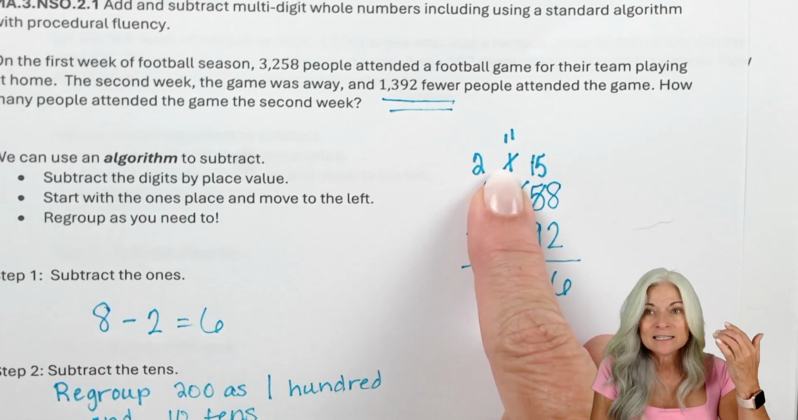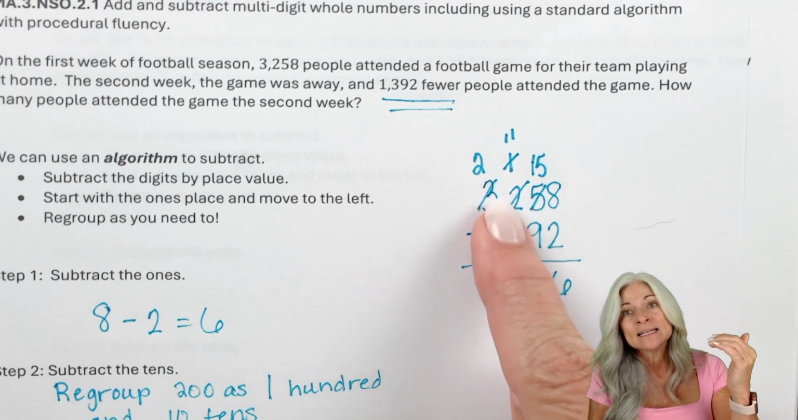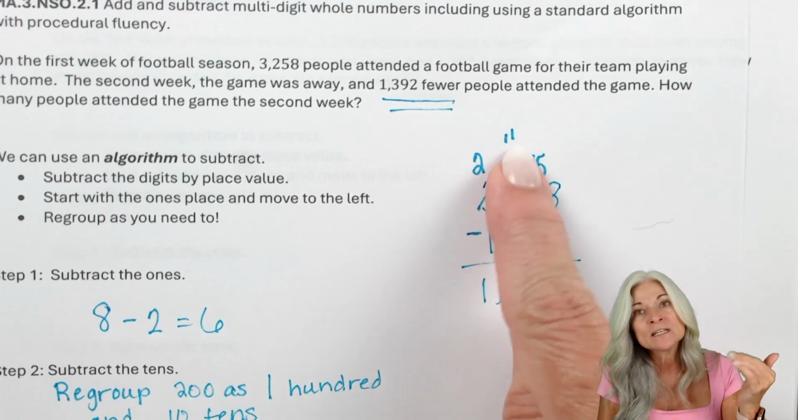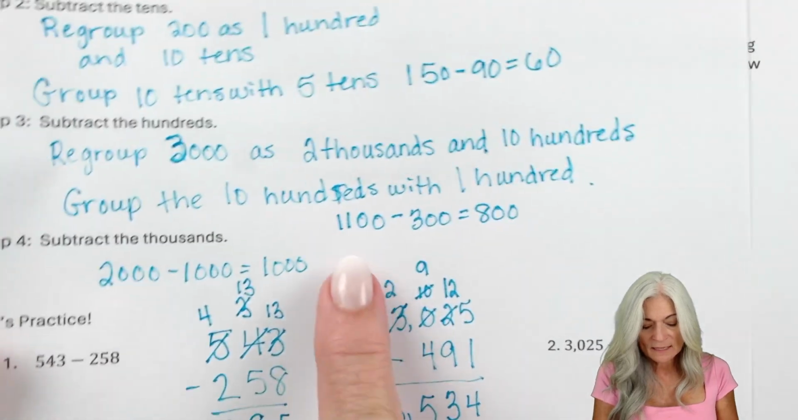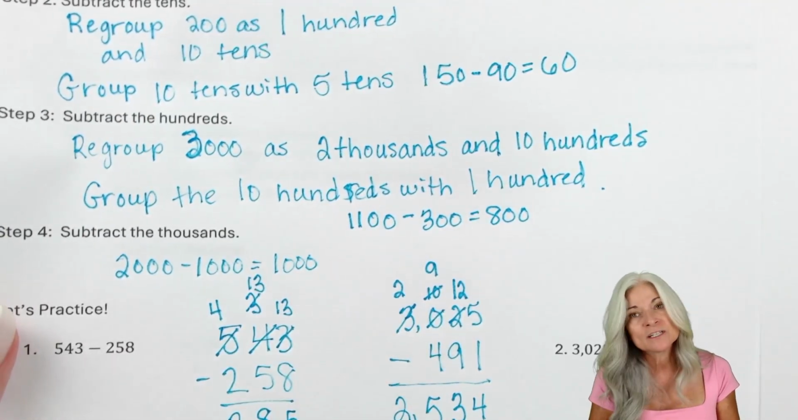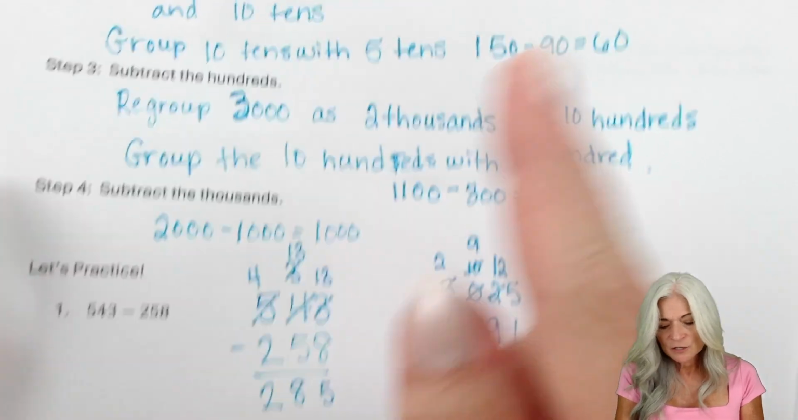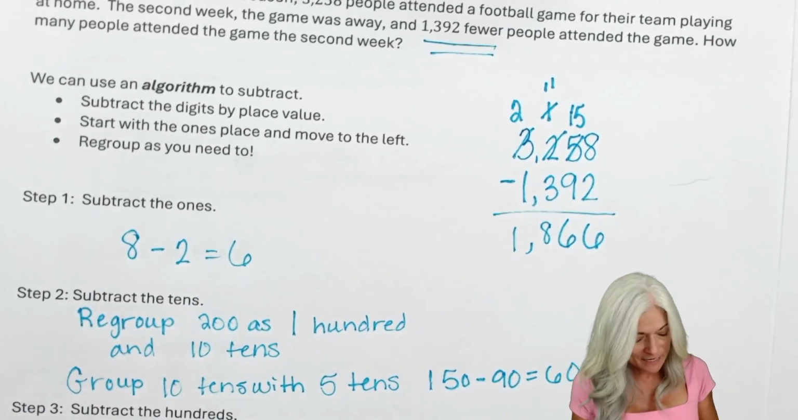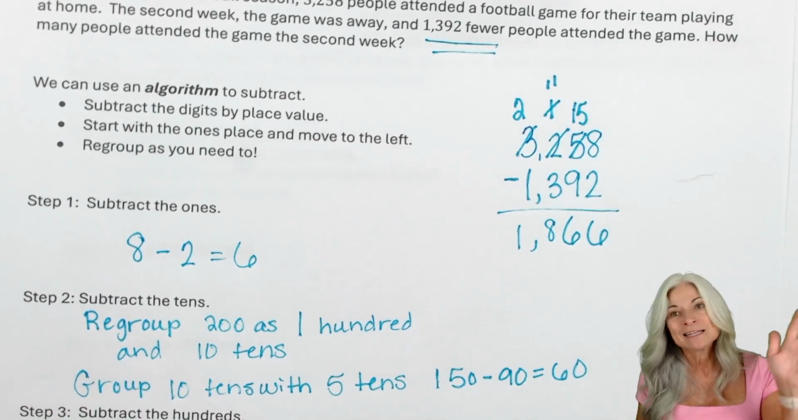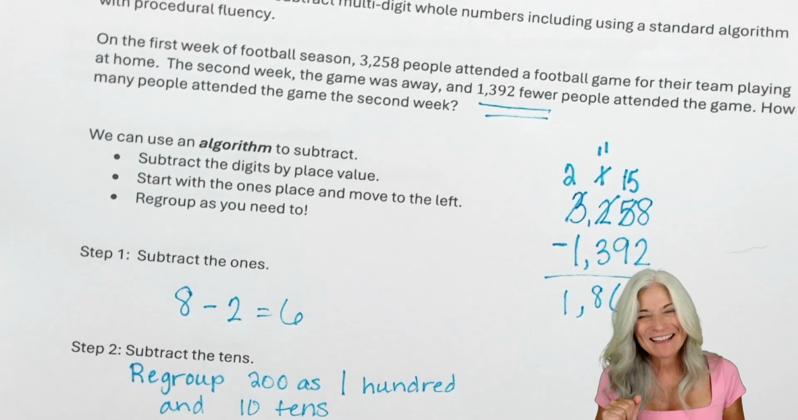So again, I like to talk about that. We're grouping it. So now we have 10 hundreds plus 1 hundred, so we have 11 hundreds. And so that's 1,100 minus 300, which gives us 800. And then finally, 2,000 minus 1,000. We don't have to regroup there, well, we're at the end. We wouldn't have to regroup until we get into negative numbers, where we could have a bigger number. But for now, of course, that won't happen.